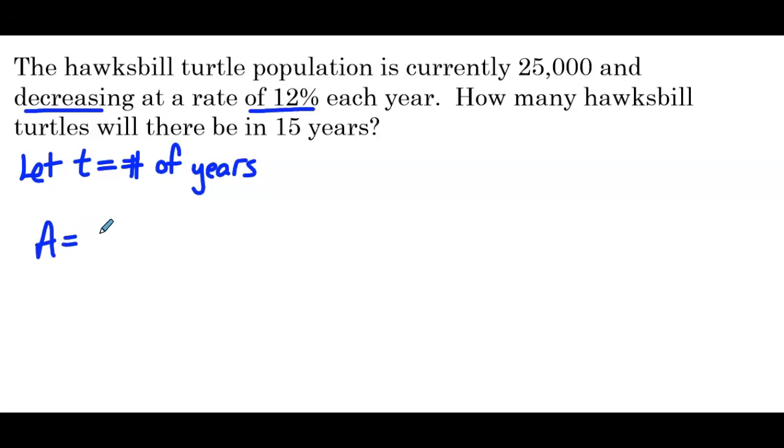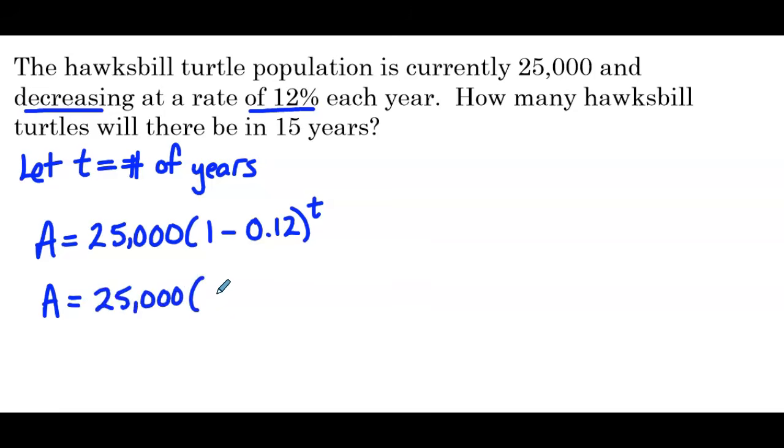So a equals the initial amount, 25,000, times 1 plus a negative r value. So I'm just going to write that as minus, and 12% in decimal form is 0.12, to the t. So you can write plus a negative r value. In this case, I just realized that adding a negative value is the same as subtraction. So a is 25,000 times 1 minus 0.12, which is 0.88, to the t.